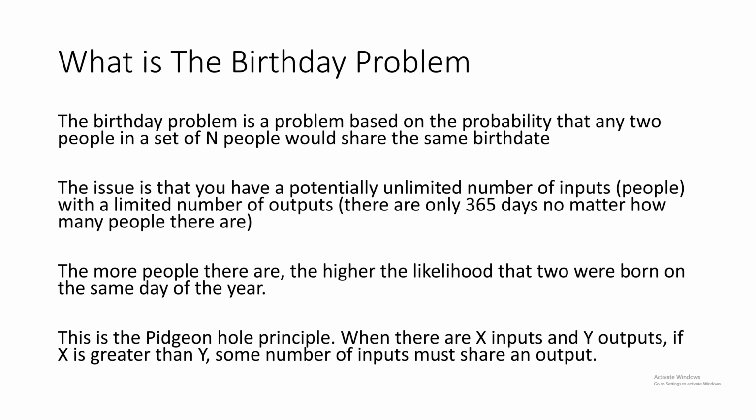This is the pigeonhole principle. When there are X inputs and Y outputs, if X is greater than Y, some number of inputs have to share an output. So, for example, if you need to carpool somewhere with a group of people, and you had, let's say, 6 cars and 10 people, multiple people will have to share a car.